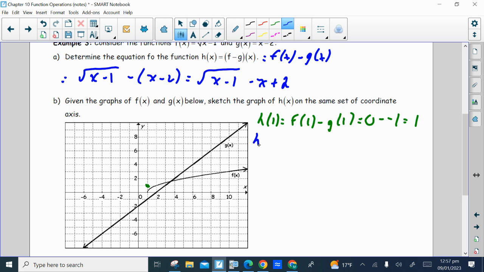Next, h at 2 would be f at 2 take away g at 2. F at 2 is 1. Take away g at 2, which is 0. We get the same value for our second point as we did our first point. Let's see if that pattern continues. What about h at 3? That'll be f at 3, take away g at 3.